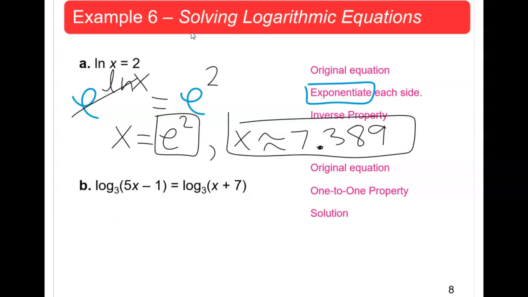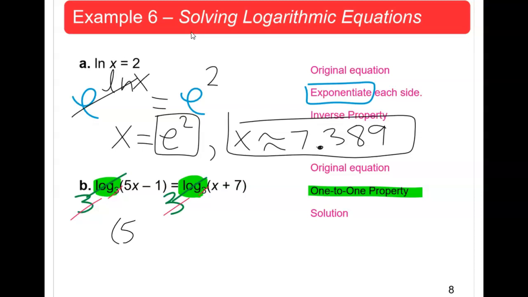Next problem. We're going to go ahead and use the one-to-one property because we have log base 3 on both sides. So that is pretty easy. We could cancel those out. And let me tell you why we can do that actually. If we exponentiate both sides with base 3, then we have the same base here as we have here, and same thing here. So that's another reason why.